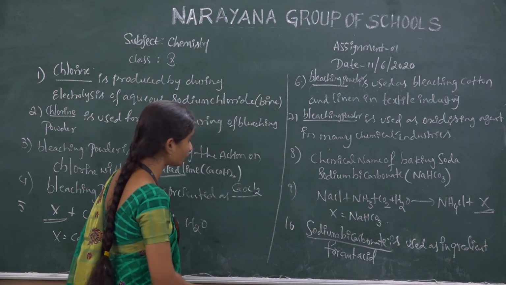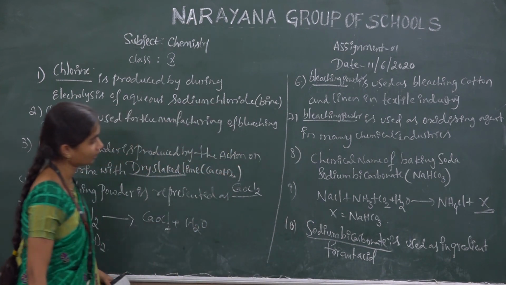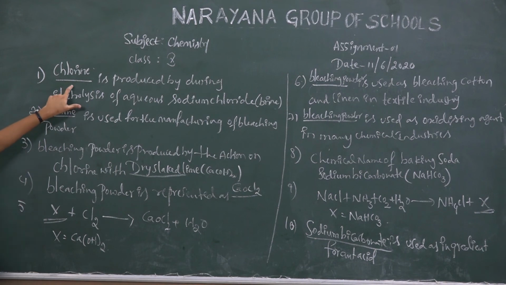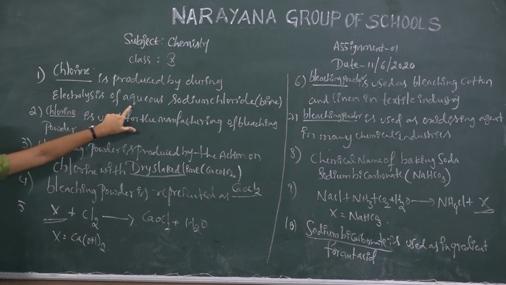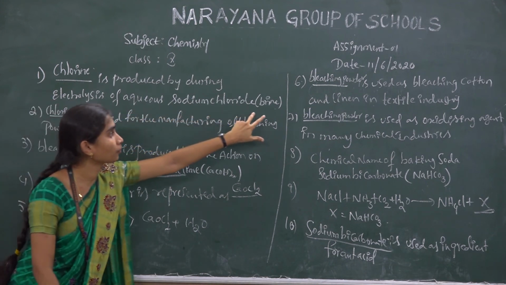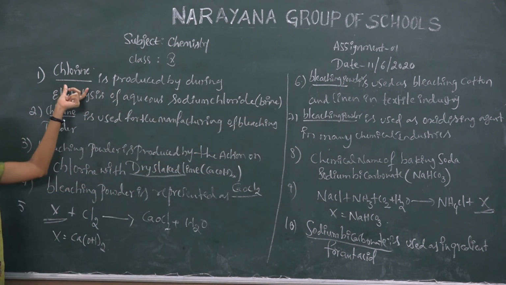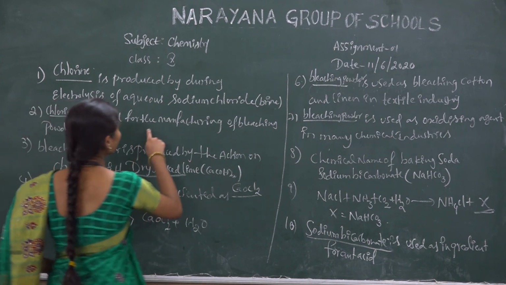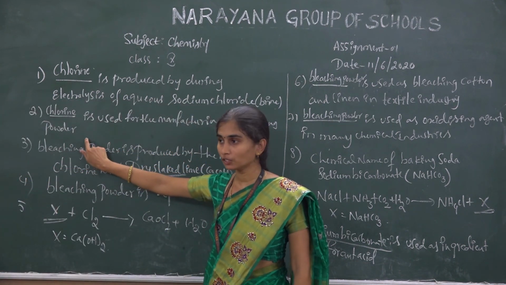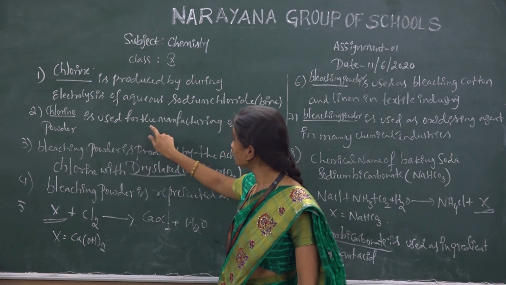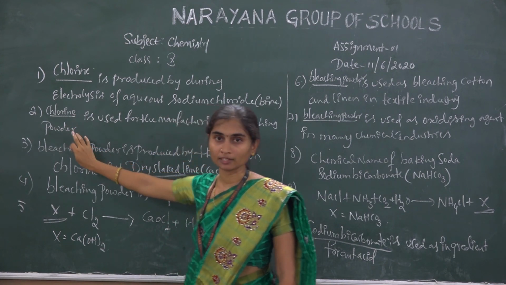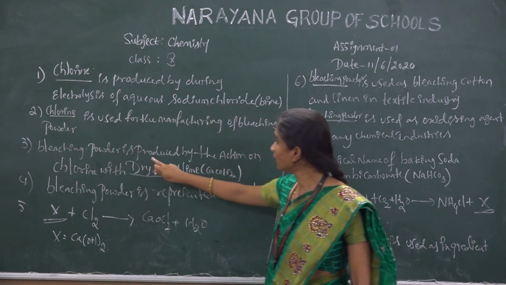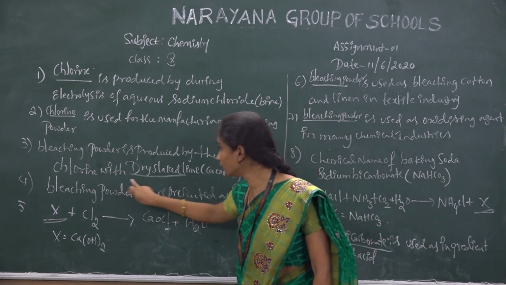See, we have discussed all together 10 questions in this assignment. So what is the first one? Here, dash is produced during the electrolysis of aqueous sodium chloride, which is nothing but brine. What is the answer? Chlorine. Okay. Second one: dash is used for the manufacturing of bleaching powder. Here we can say chlorine gas. Understood. Next one: bleaching powder is produced by the action of chlorine with dash.